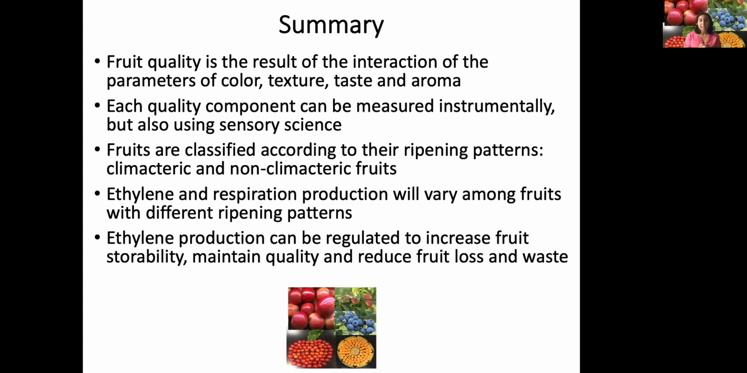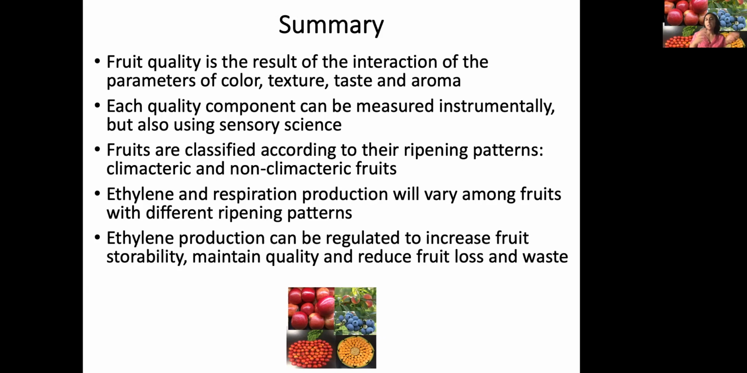So as a summary, we learned today that fruit quality is the result of the interaction of different parameters: color, texture, taste, and aroma. We learned that taste and aroma are really what composes fruit flavor. We went through each one of these quality components, and we saw that they can be measured instrumentally, but they can also be measured using sensory science in order to get a quantitative value of how we as consumers are perceiving these fruits. Then we learned that fruits can be classified according to their ripening patterns.